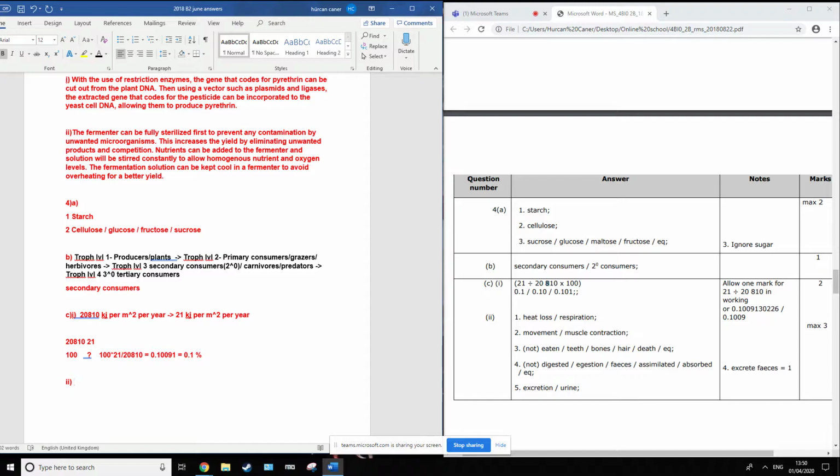Because the organism that's eaten also respires, has movement, which loses its energy. So the rest of the energy gets transferred to the consumer. Yes, but how? Respiration is one reason for it, so you will get 1 mark for that. And energy will be wasted in movement or excretion and respiration.